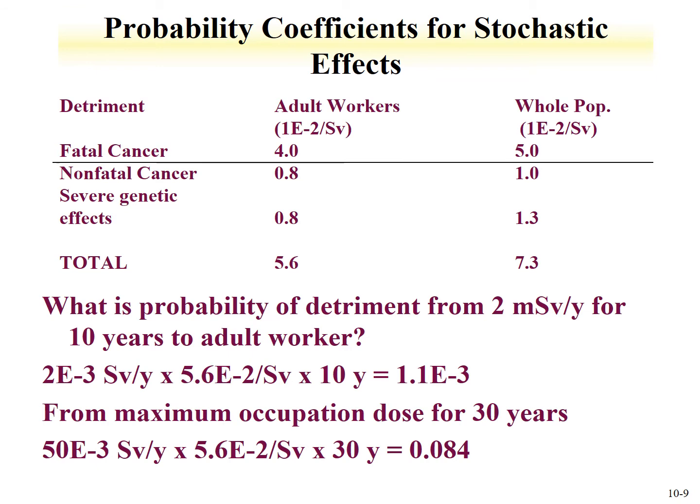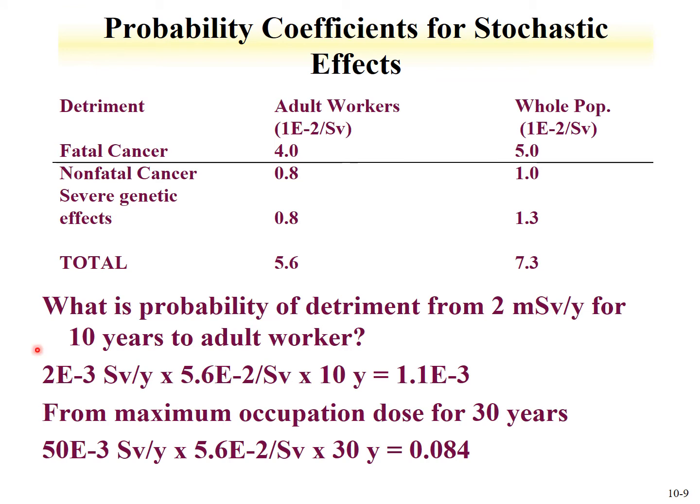Once you have the dose, you should be able to use that information to evaluate some detriment due to the exposure from that dose. An example of that is provided here, where you could talk about some detriment, some sort of cancer, non-fatal cancer, genetic effects. And this is parceled out for either adult workers or the population as a whole. You can think about those as different potential sets of exposed people. You can use this to evaluate what would be the detriment from a given exposure. So for instance, what is the probability of detriment for 2 millisieverts per year for 10 years to an adult worker?